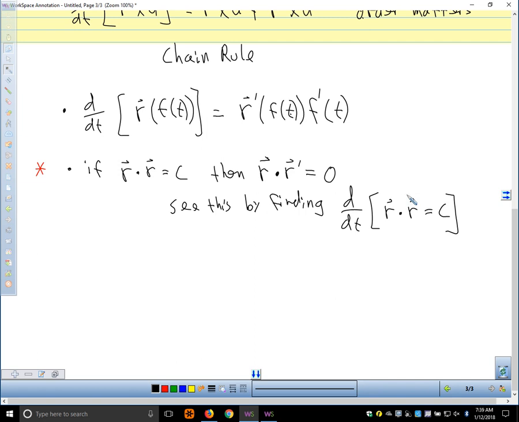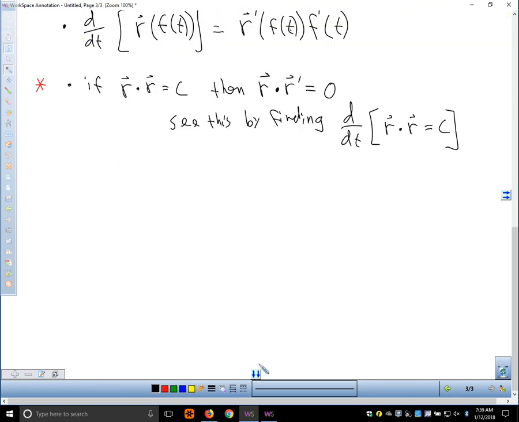So this comes up later. It'll come up when we talk about velocity and acceleration. It will come up when we talk about curvature. So it's an important property of vector valued functions.